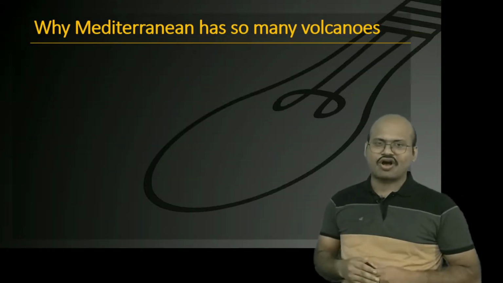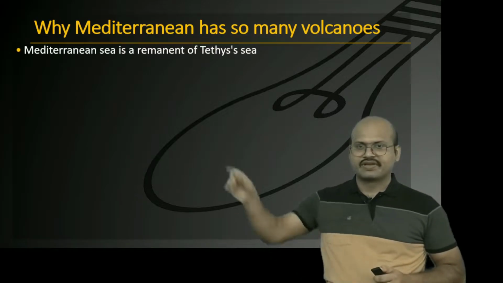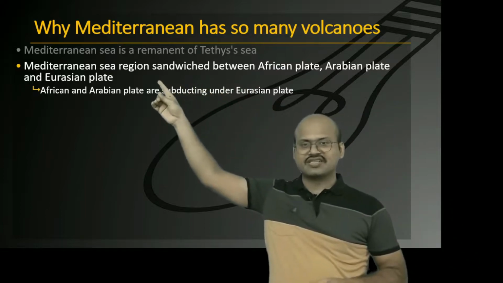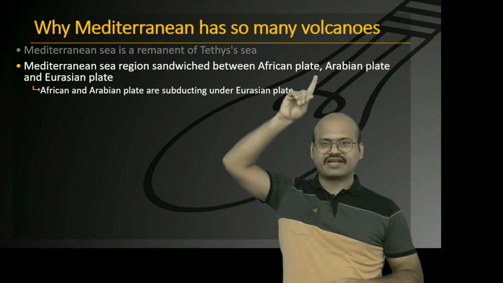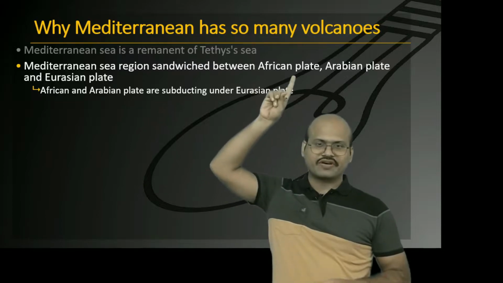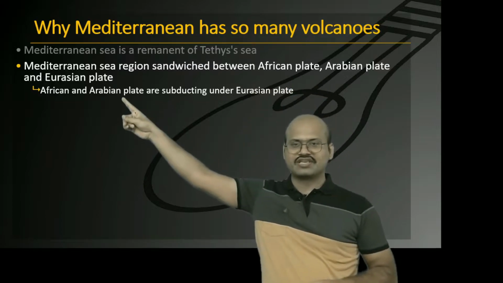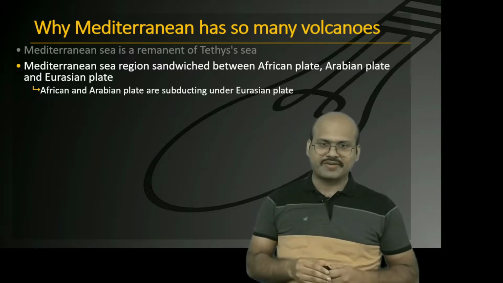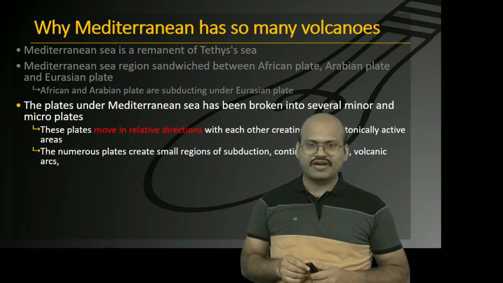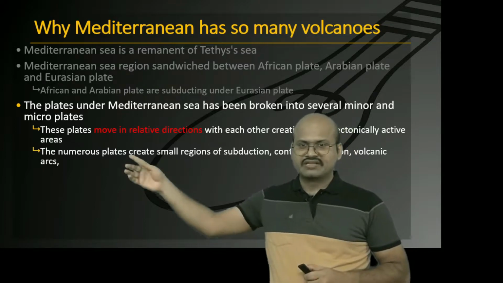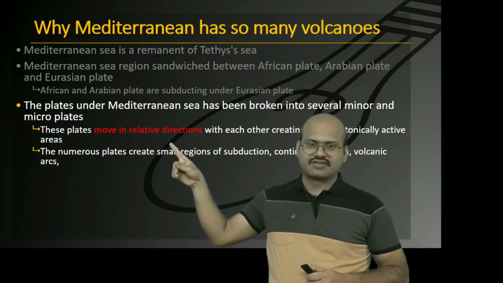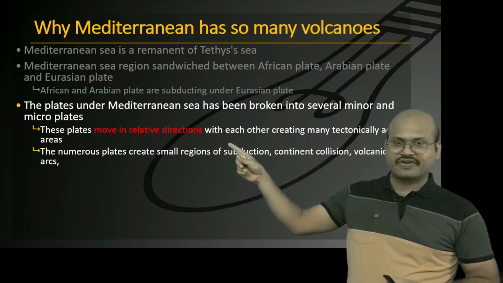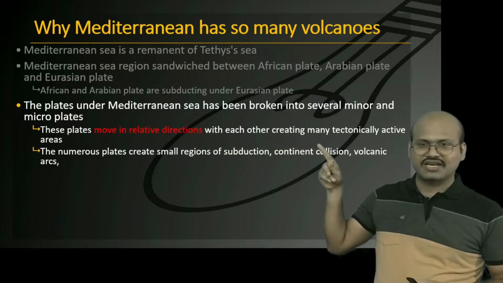Now quickly see all these points. The Mediterranean Sea is a remnant of the Tethys Sea, which we have already discussed. The Mediterranean Sea region is sandwiched between the African plate, Arabian plate and Eurasian plate. Both the African and Arabian plates are moving towards the Eurasian plate. Thus a compression force exists in this region which has divided the plate into a large number of micro and minor plates. These plates move in relative directions. All the plates have independent movement, so they move in relative directions with each other, creating tectonically active areas.